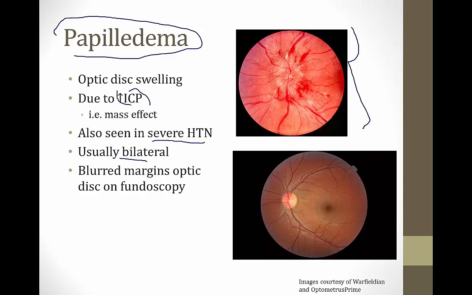This is an example up here. So down at the bottom is a patient with a normal sharp optic disc on fundoscopy, and up at the top the optic disc is blurred, and that is from papilledema.